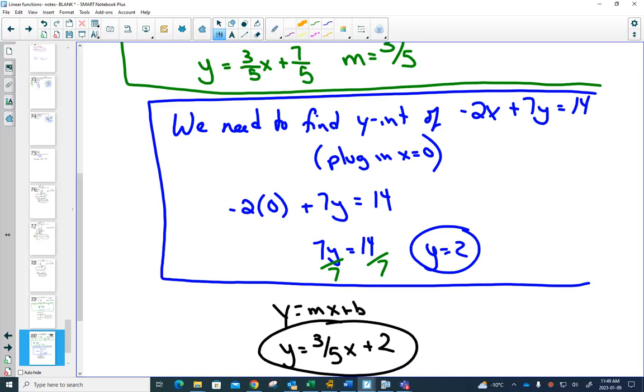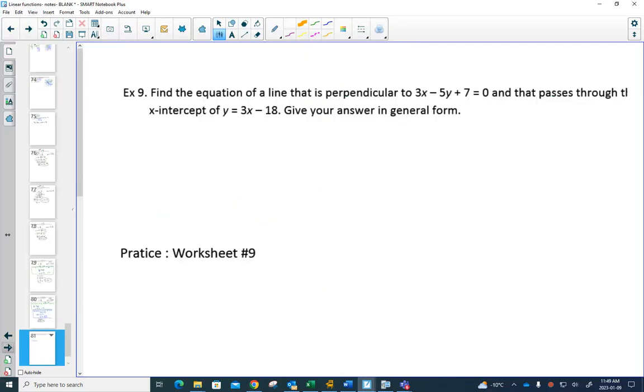Do you want to try the last one on your own? No? You want me to do it with you? Okay. Alright. Find the equation of a line. So same as always, we need two things. We need a slope and a point. Did they give us either one? No. Did they disguise both of them? Yes.